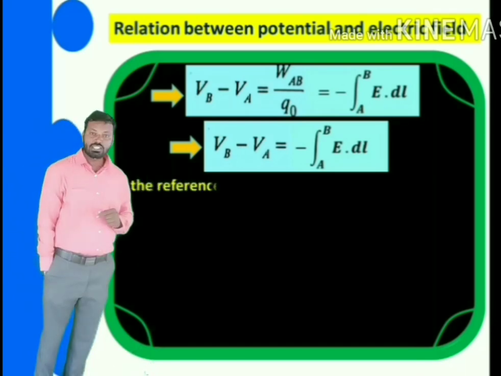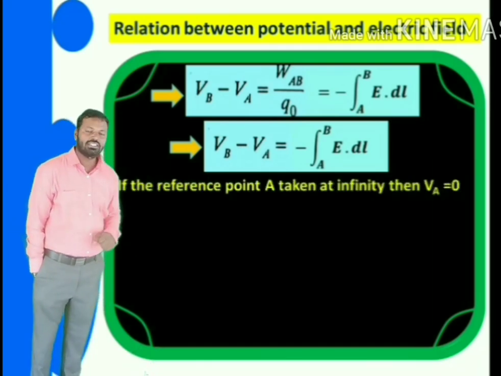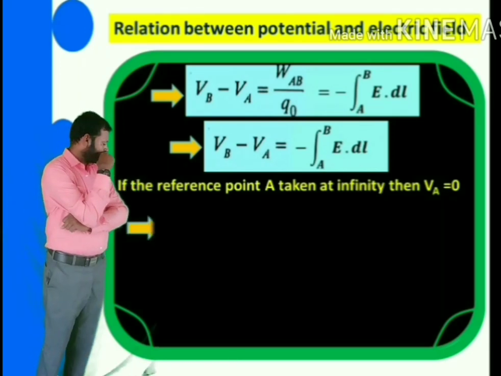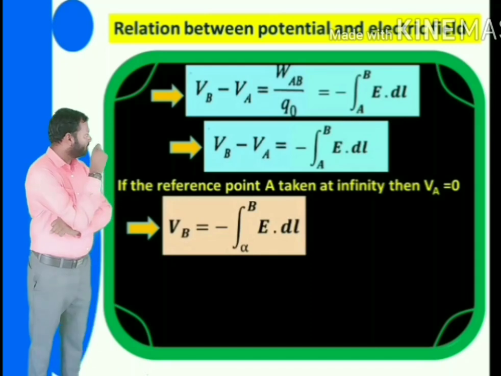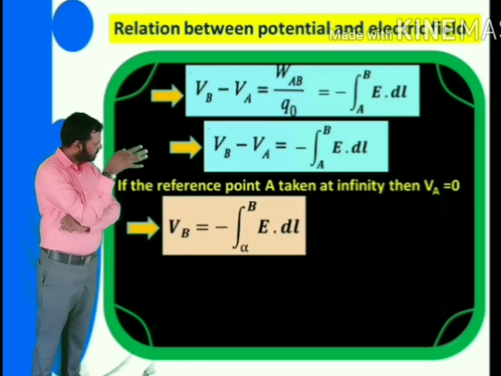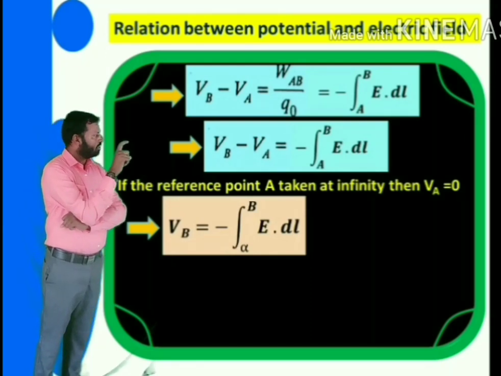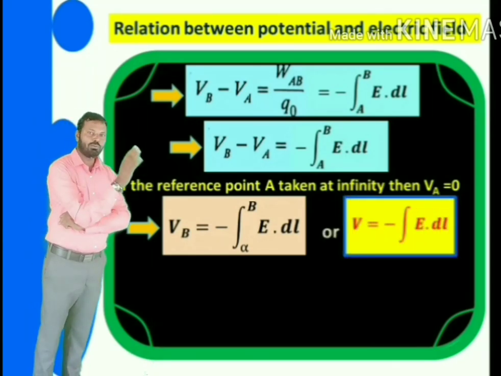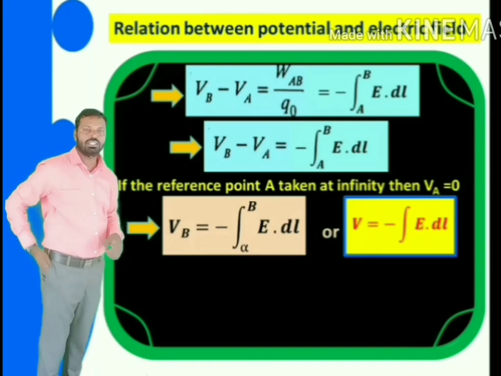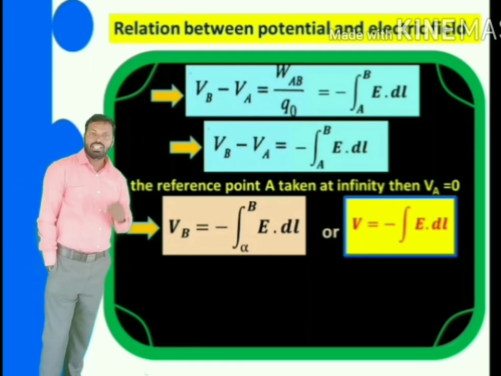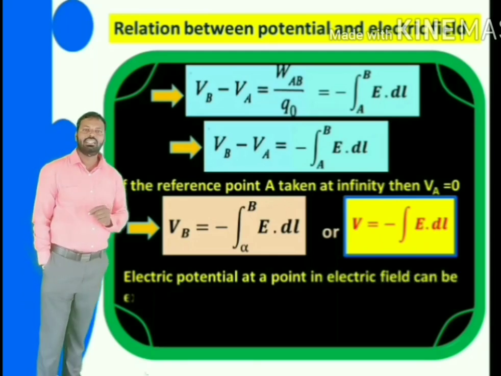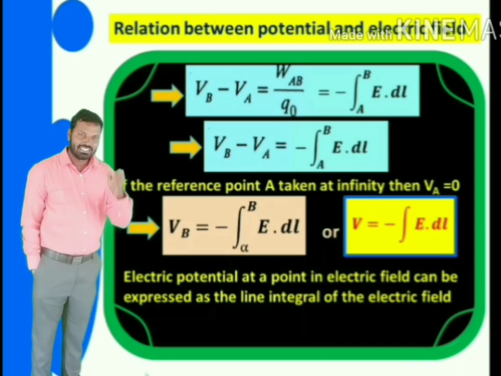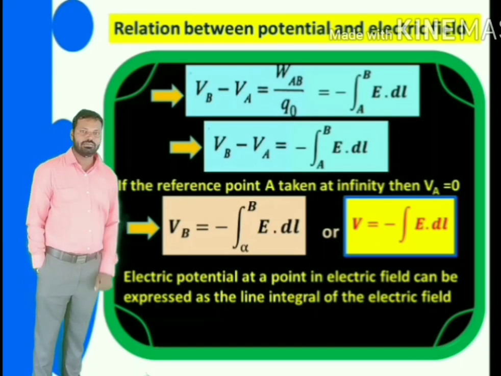If my reference point A is taken at infinity, then VA becomes 0. Now VB is equal to minus integration, A is taken at infinity, that means infinity to B, E dot dl. If I remove those labels, V is equal to minus integration E dot dl. That means electric potential at a point in an electric field can be expressed as the line integral of the electric field.